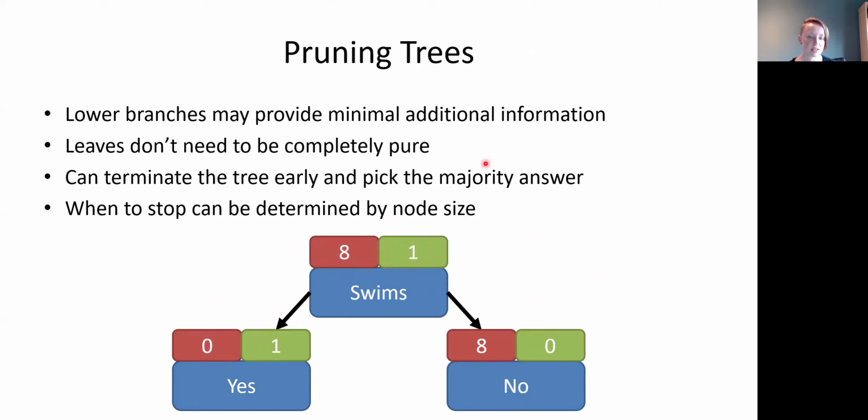One way that we can determine at which point we stop is by setting a minimum node size. So it might be that once we have fewer than 10 of our samples in a node, we will just stop it there and say anything else is going to be too much detail for what we're really interested in. And so we'll simplify our tree and stop it earlier on.